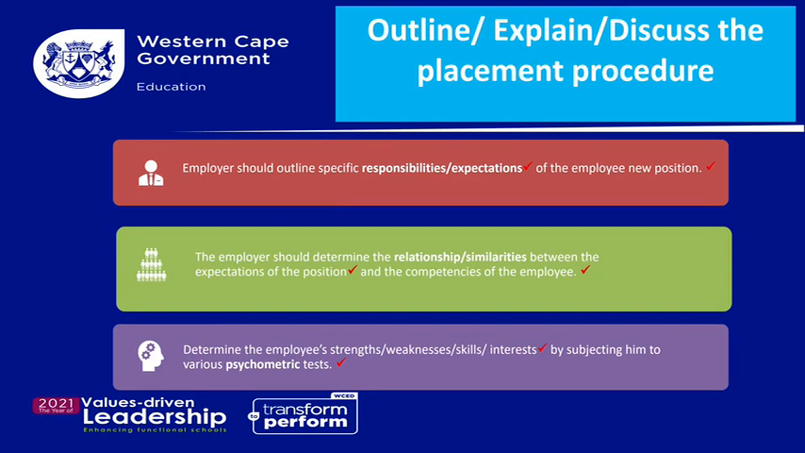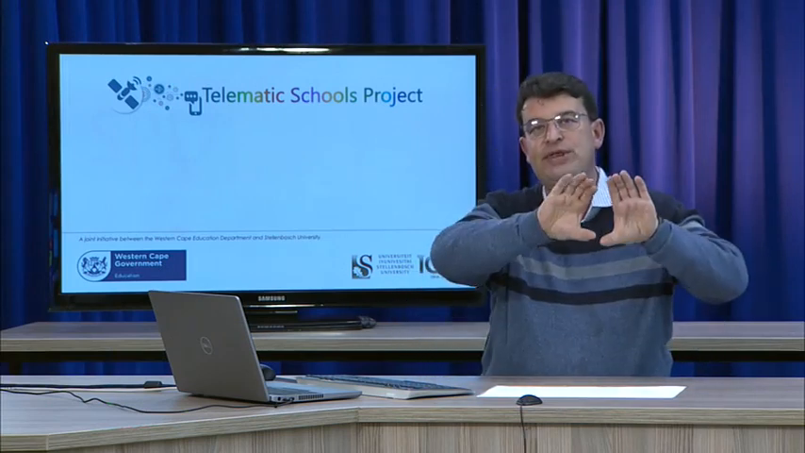procedure. So the first one says the employer should outline specific responsibilities of the employee's new position. Right, you can see where the split goes. The next one, the employer should determine the relationship between the expectations of the position and the competencies of the employee. That means I now know that this guy is very good at doing certain things, and therefore he will be more suitable to this kind of work that he needs to do. So that is what that sentence means.